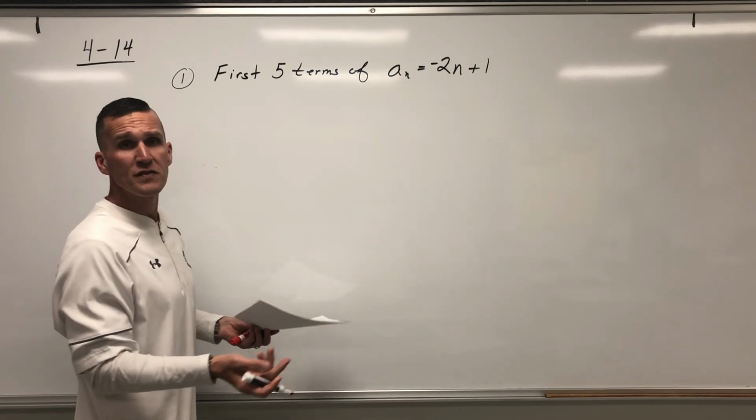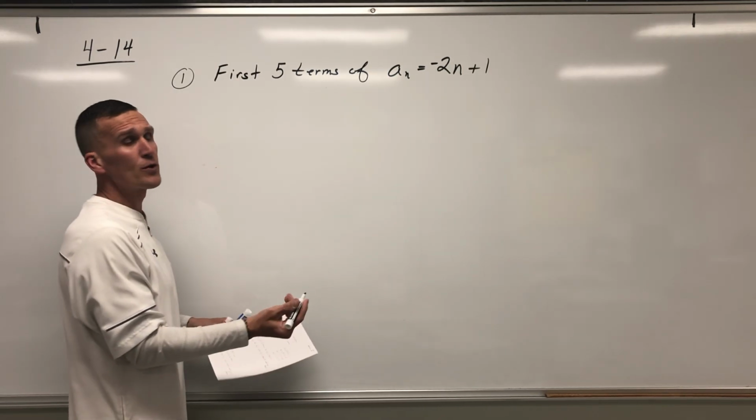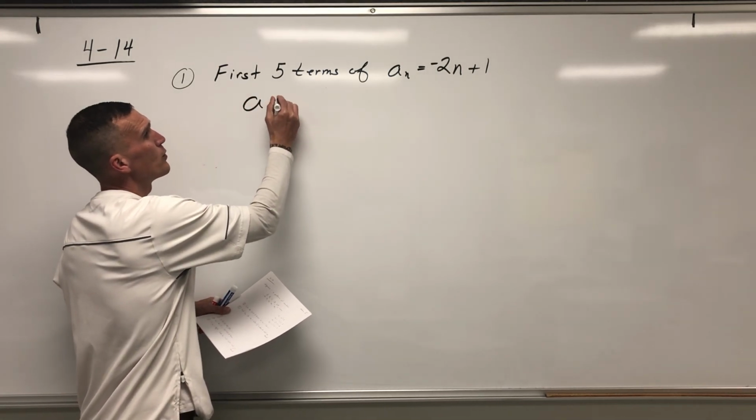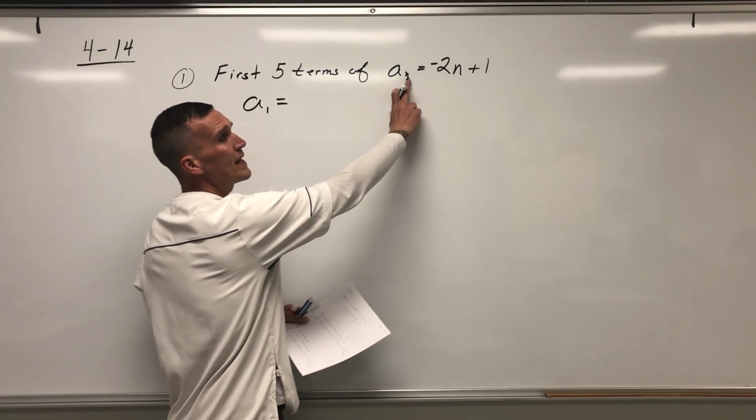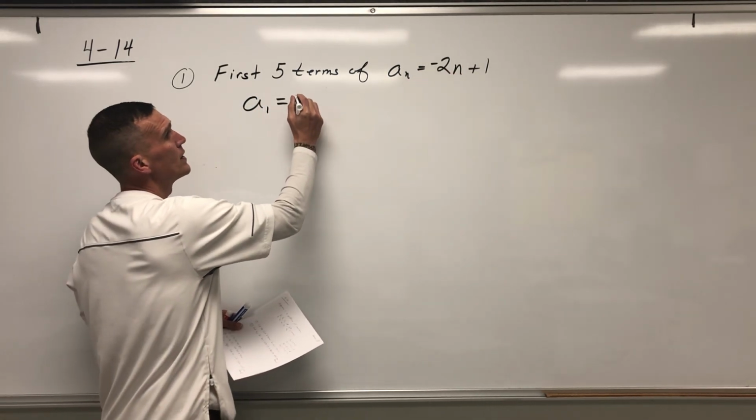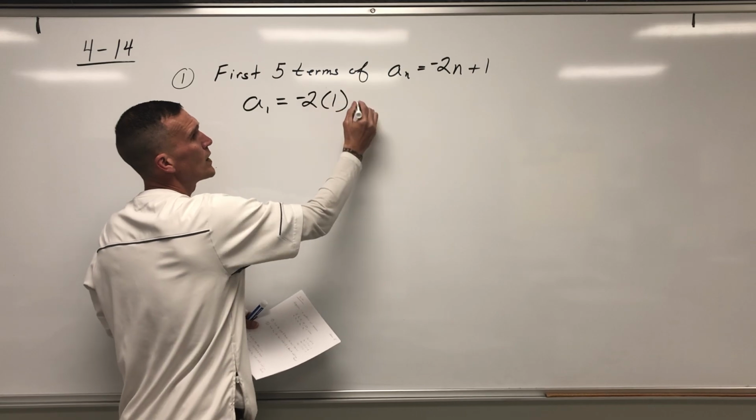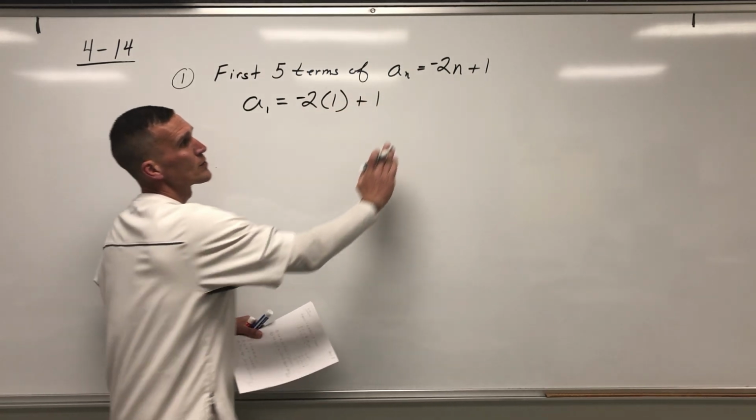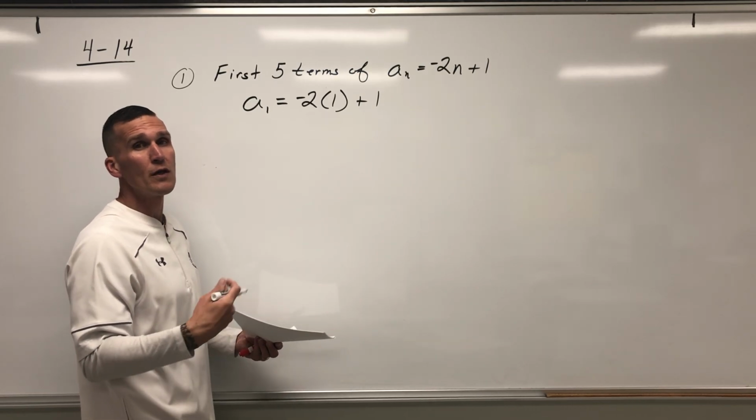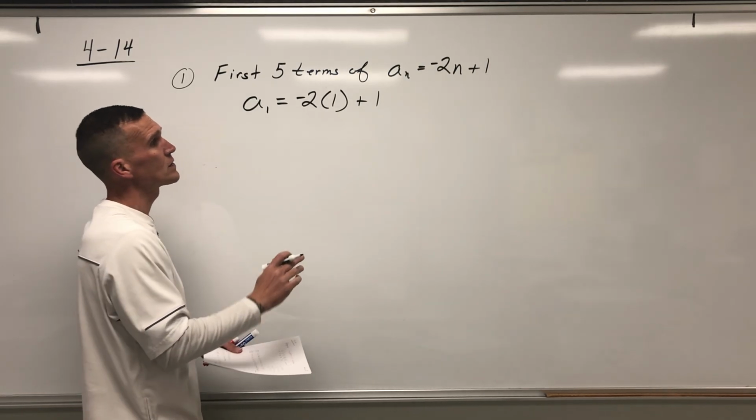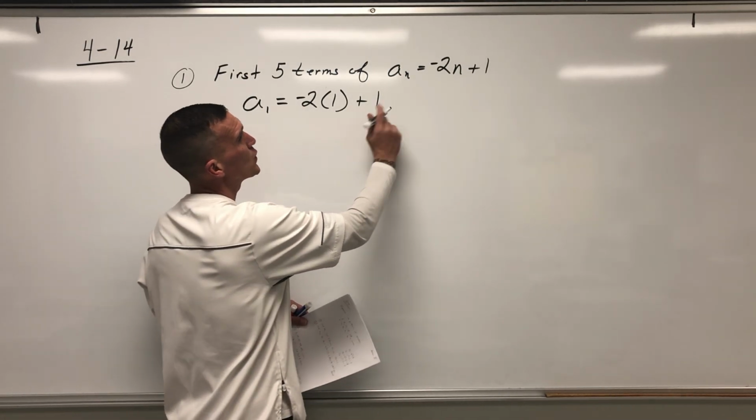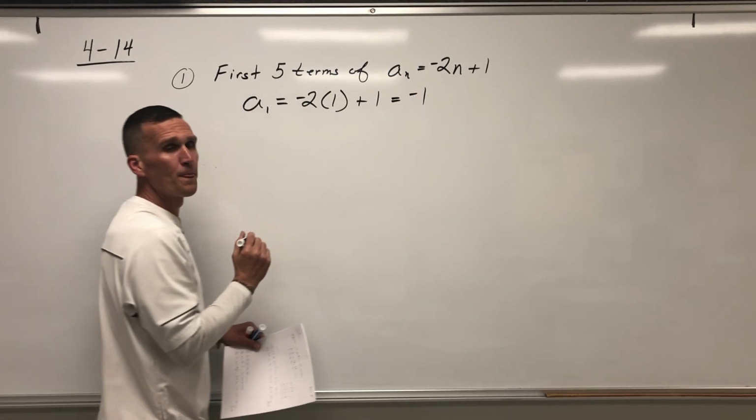And if I want to find the first 5 terms, I simply set up correct notation. Well, the first term is a sub 1. So a sub 1 would equal, well, that n gets replaced with 1, negative 2 times 1 plus 1. So I'm just going to plug 1 into the formula or the equation. A lot of people actually call it the rule for the sequence, the equation or the rule. Negative 2 times 1 is negative 2, plus 1 is negative 1.